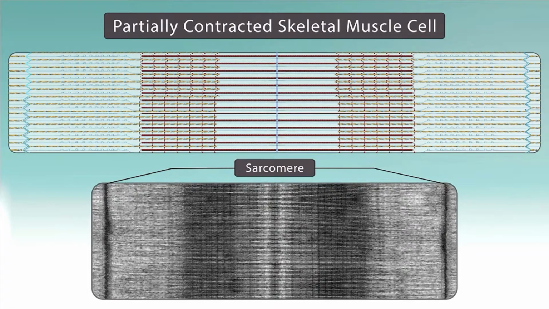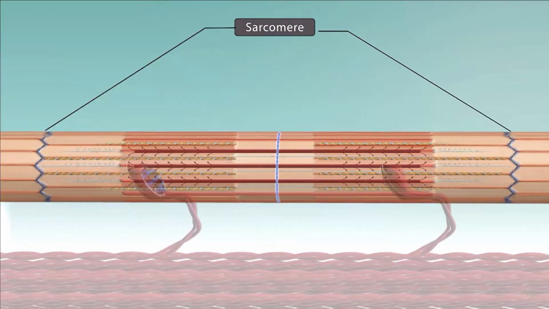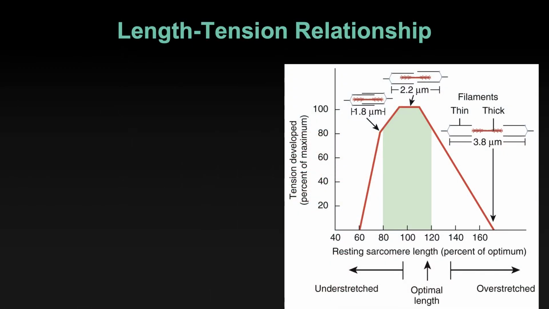Calcium, ATP, and then myosin has to be able to grab actin. If there's no actin to grab, there's no contraction possible. And that last point is really the basis of, or hints at, the length-tension relationship in muscle.